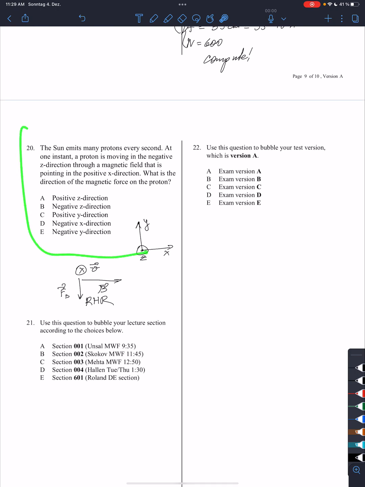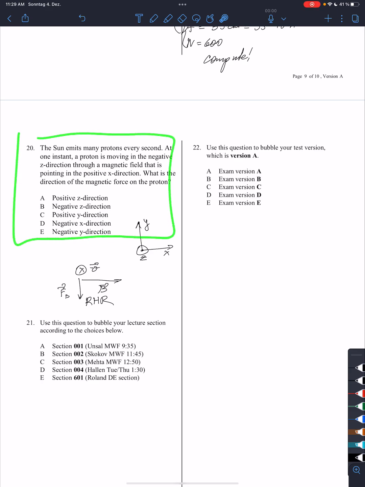So this one we have solved multiple times in the previous exam, so I'm not going to go through that. Right-hand rule, and make sure you understand. If you don't understand this, please approach me. We'll discuss this in person. All right. Thank you.